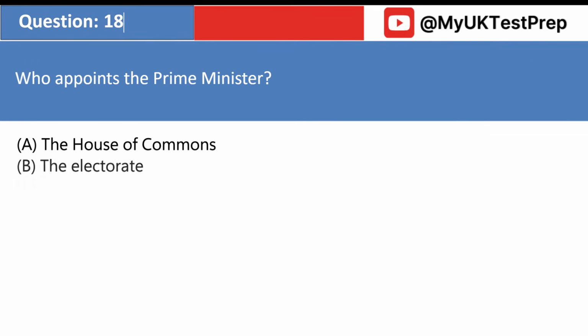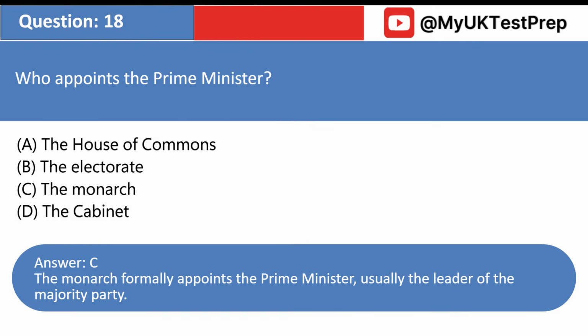Who appoints the Prime Minister? A. The House of Commons. B. The Electorate. C. The Monarch. D. The Cabinet. Answer: C. The monarch formally appoints the Prime Minister, usually the leader of the majority party.